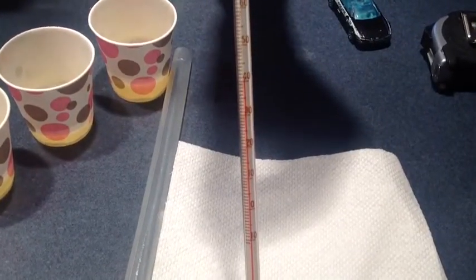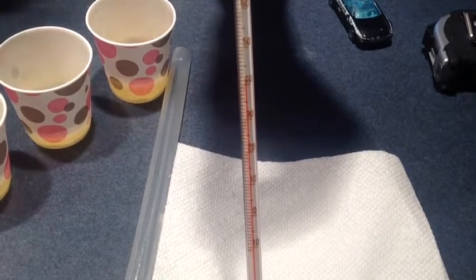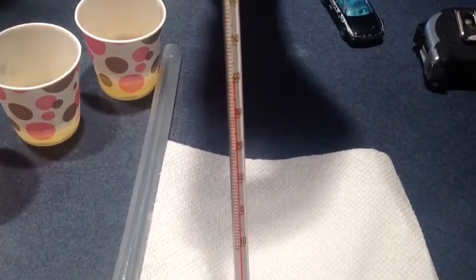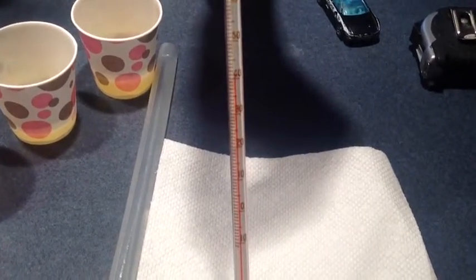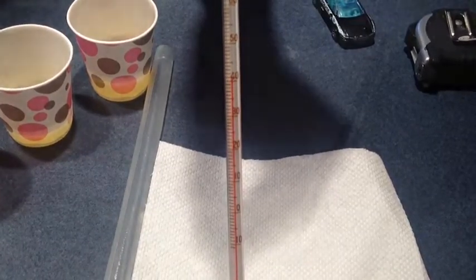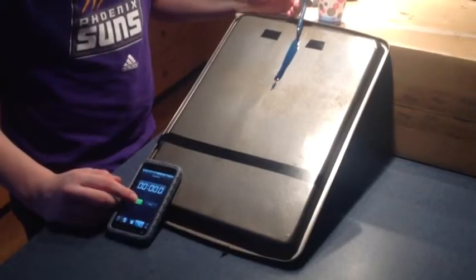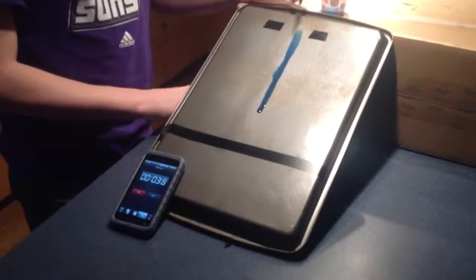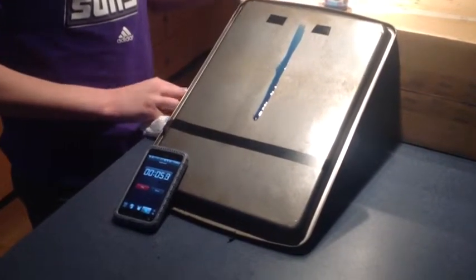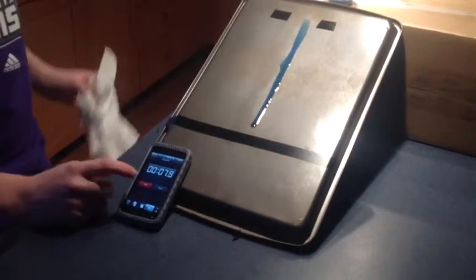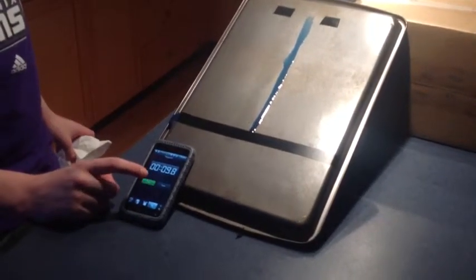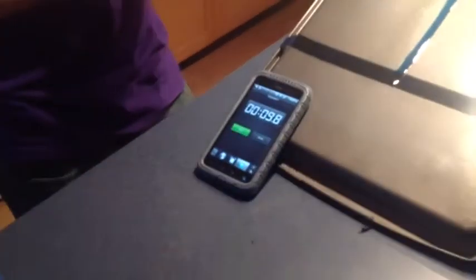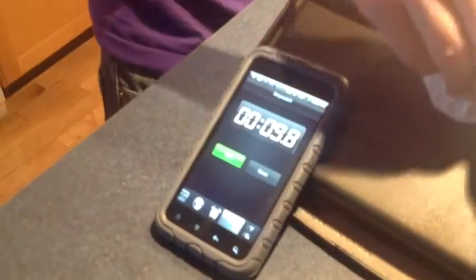Alright, science fans, here we are. We've been 1 minute in the microwave now, and we're still with the outboard motor oil. 41 degrees Celsius. There you have it, 9.8 seconds.